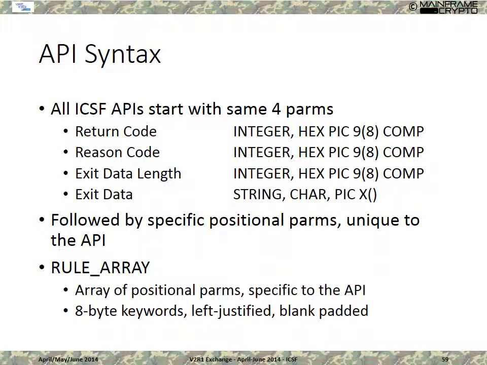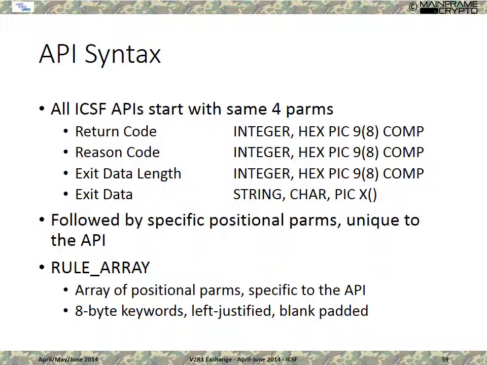The exit data length and the exit data: if you have an exit associated with the API, you can pass data to that exit. Whatever your exit is going to be doing, you might expect certain data to get passed to it. This is where you would specify it. Now, after those first four, the rest of the parameters are positional and they're unique to the API. So the parms that you pass to a CSNB encipher operation are going to be very different, and the number of parms you're going to pass is going to be very different from a key generation operation. They're performing very different functions, so the parameters are going to be very different.